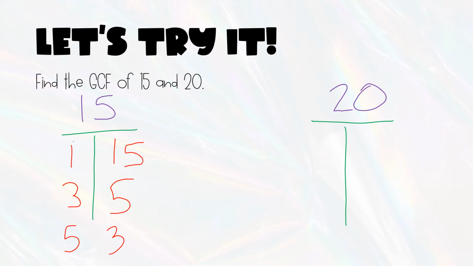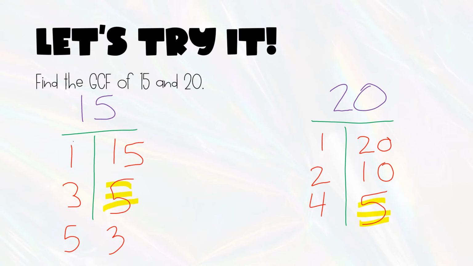So similar factors there. I know that 1 times 20 gives me 20. I know that 2 times 10 gives me 20. I know 4 times 5 gives me 20. So if I look at my two numbers, their greatest common factor, we have 5 and 5. So those are the factors that they have in common.